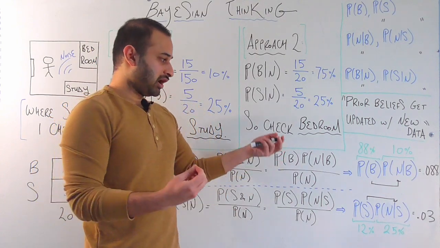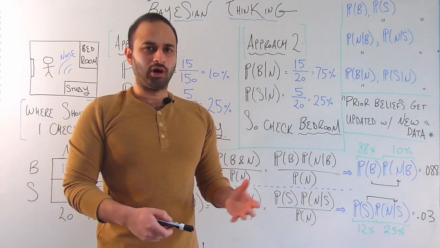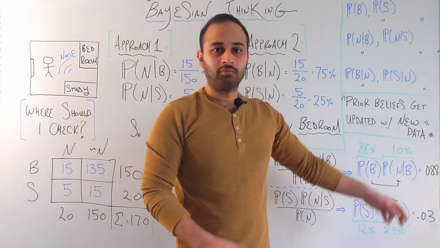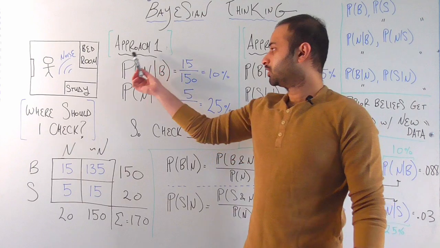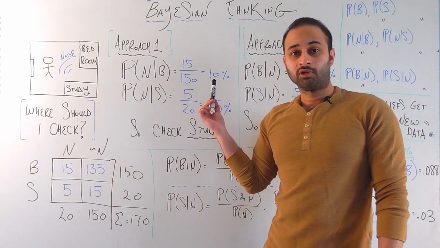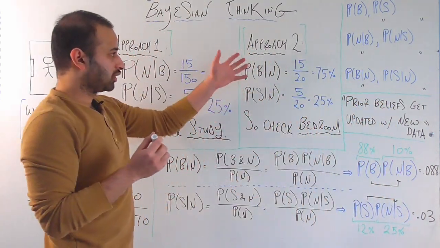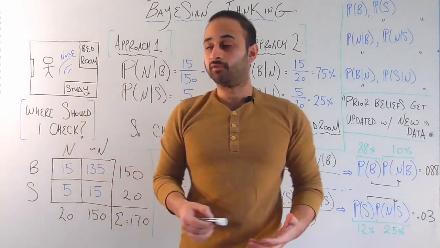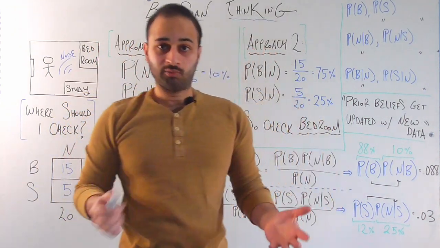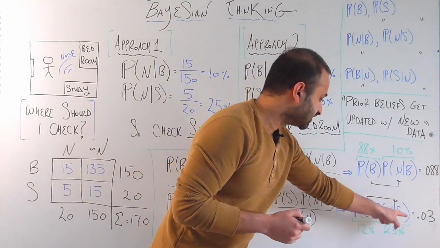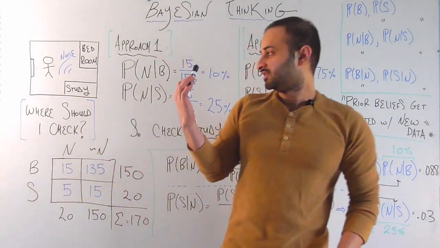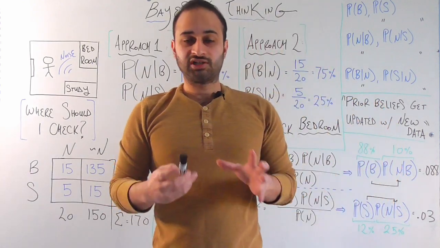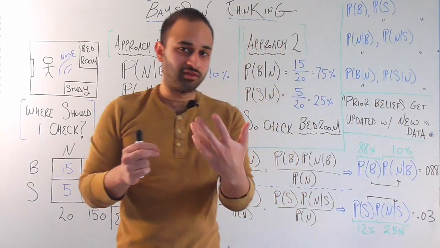Before we actually work out the numerical values here, let's take a look at where we have seen these quantities before. So probability of noise given bedroom, that was the quantity we computed right here, this 10%. So we see that even though we are working in the context of approach 2, we have started getting quantities that we got in approach 1. And we see that again by looking at probability of noise given study, that's the exact quantity we computed here, 25%.